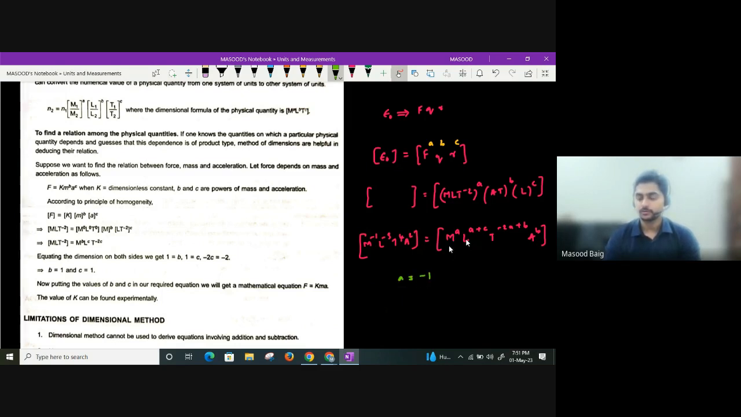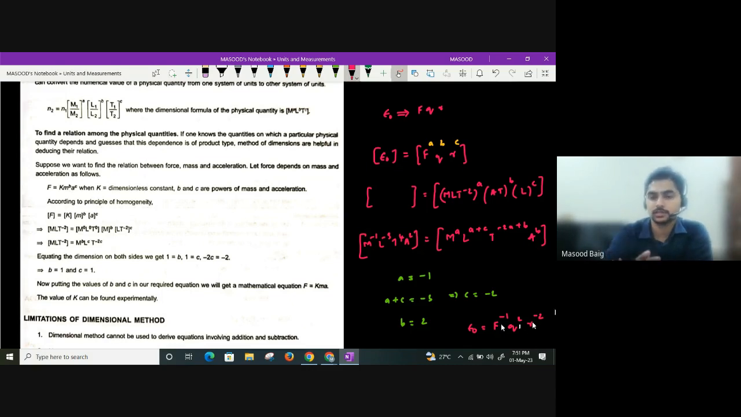What is the power of L on the right hand side? A plus C. On the left hand side, it is minus 3. So a we already know is minus 1, which implies I'll get C value as minus 2. Then the dimension of A is b on the right hand side, on the left hand side it is 2. So we got the values of the variables. Now I'll write epsilon naught as F raised to the power a, which is minus 1, Q raised to the power b, which is 2, then r raised to the power c, which is minus 2.